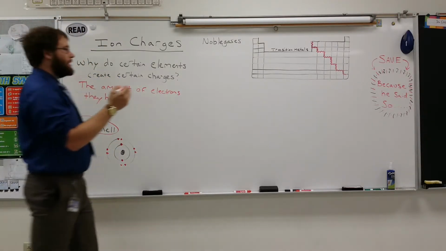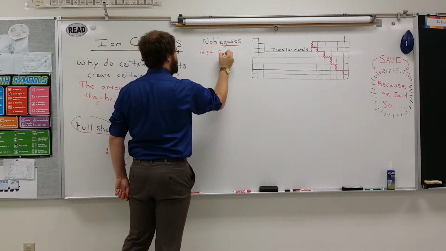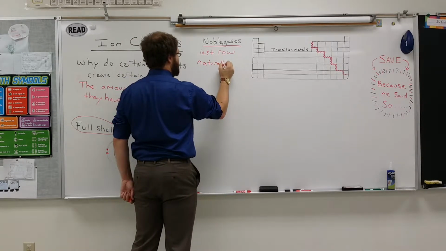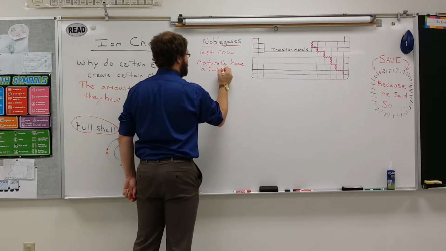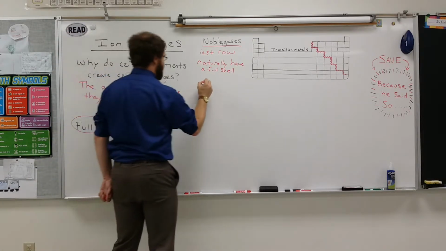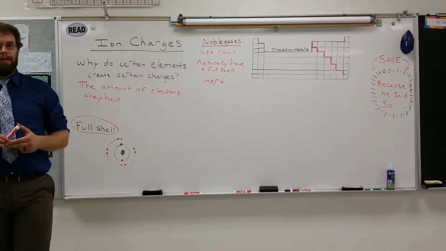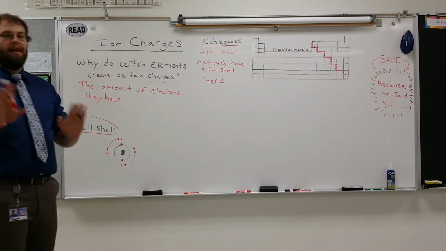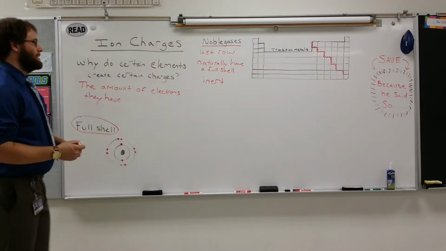Noble gases, which are in the last column of the periodic table, naturally have a full shell. And this causes them to be inert, or they do not react. So noble gases do not react with other elements. That's why they're called the noble gases, right? Because they don't deal with all those other elements that don't have full shells. They are special, they're elite, they're noble gases.